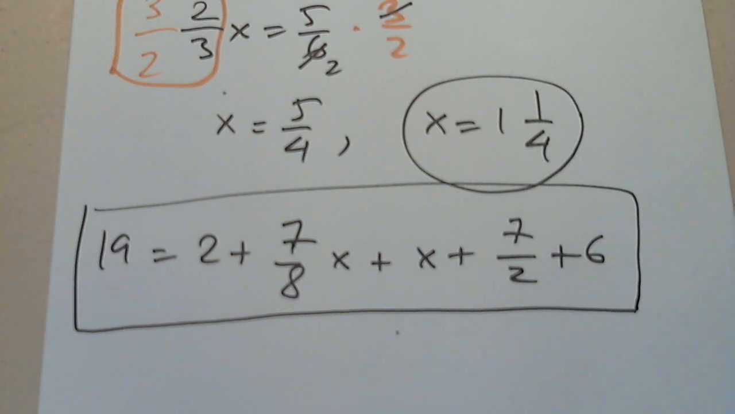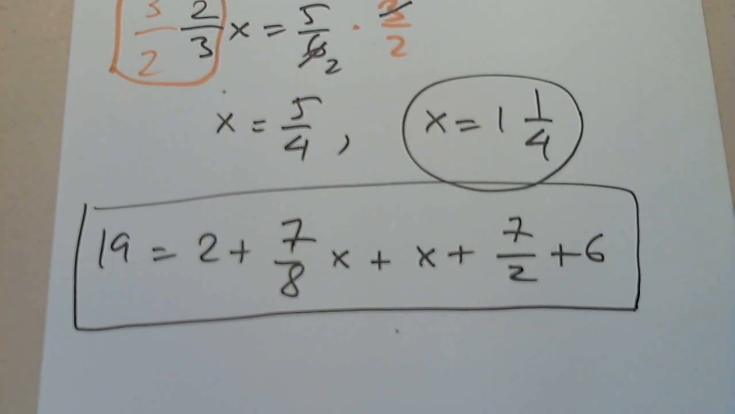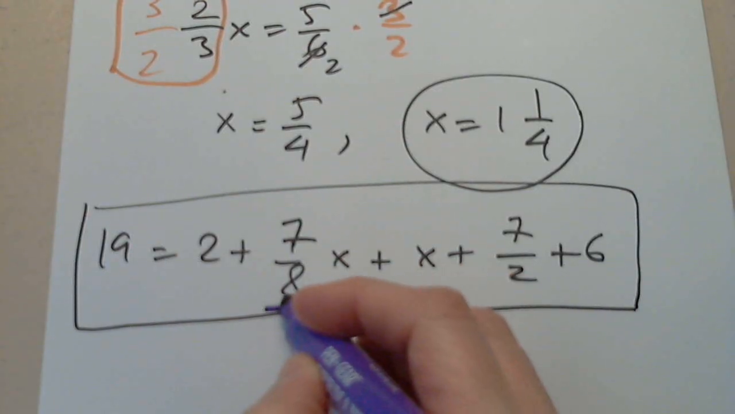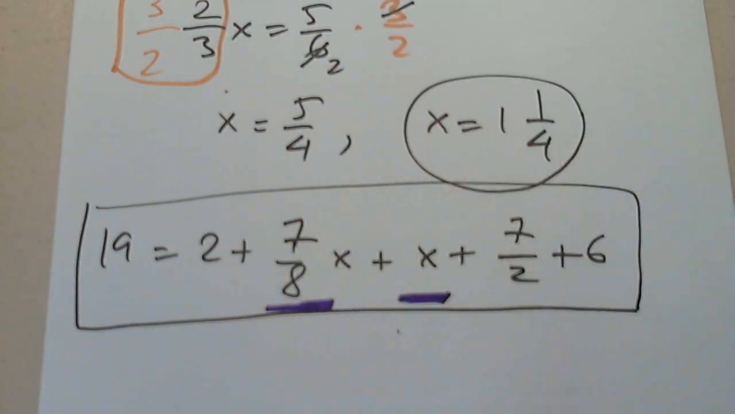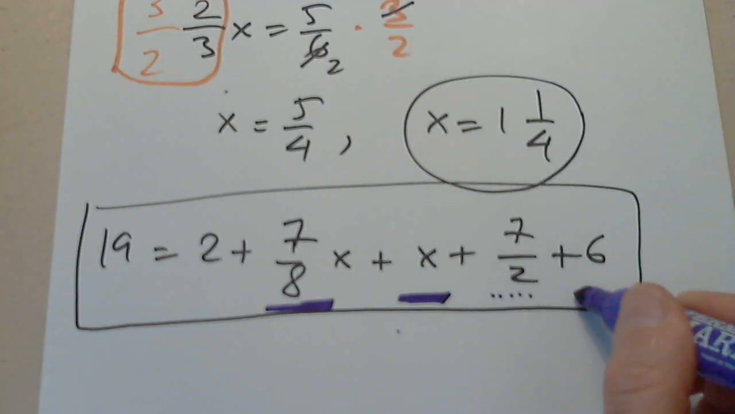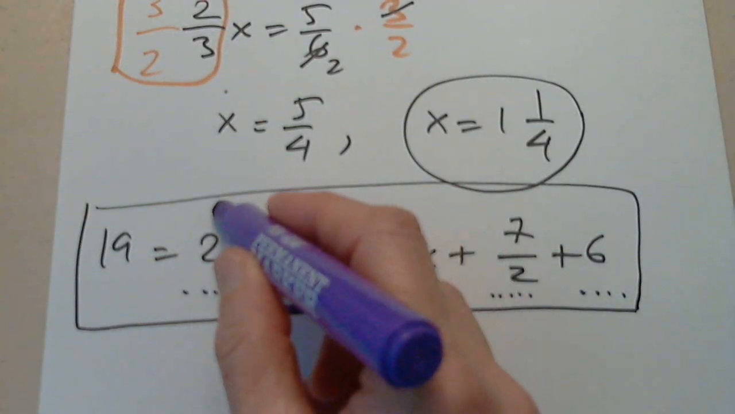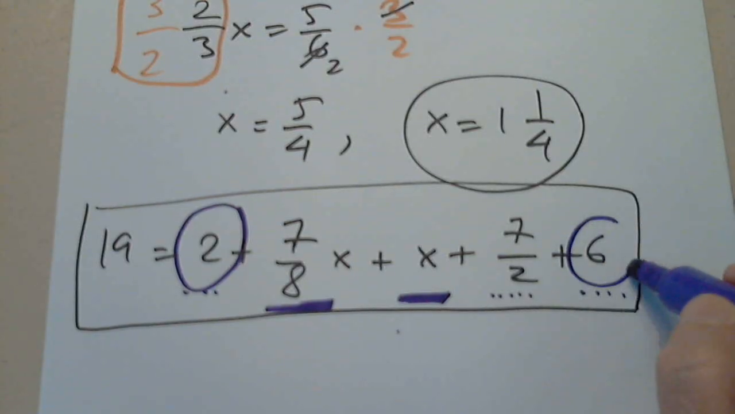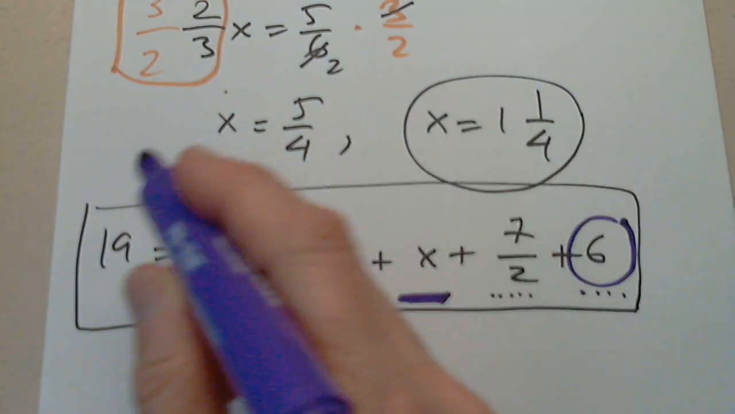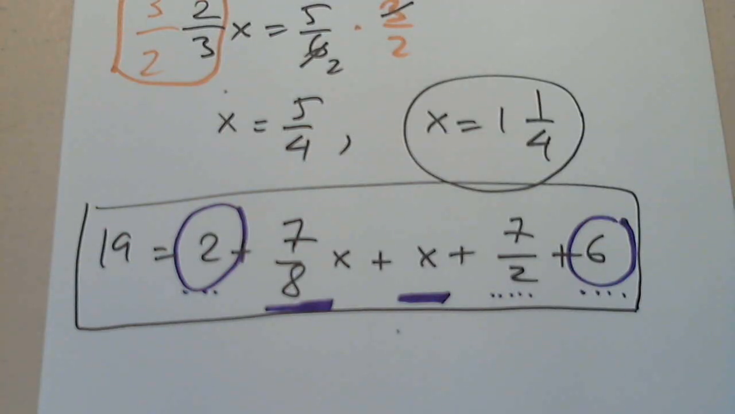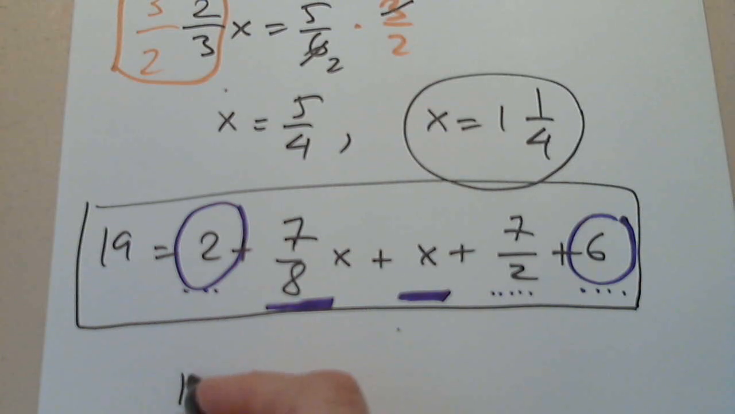Combine like terms? Yes. I will combine like terms, but what I would do is I will not combine these. They are like terms, but I will not. I will leave them alone. I will only combine the 2 with the 6, which is an 8. And I will have to subtract it, move it to the other side. Positive 8, when I move it to the other side, 19 minus 8 is 11.